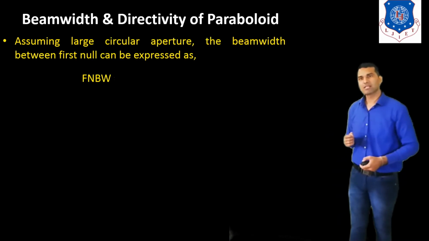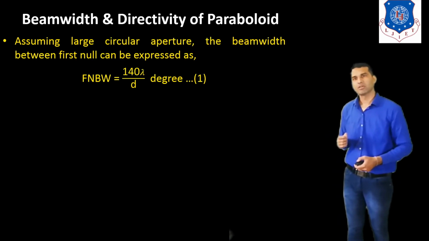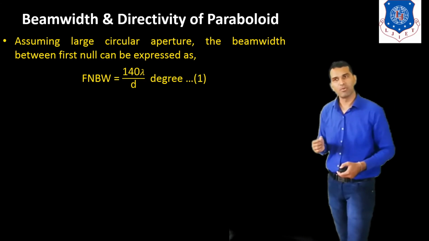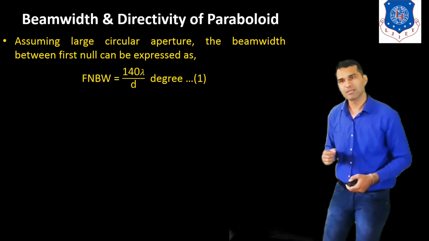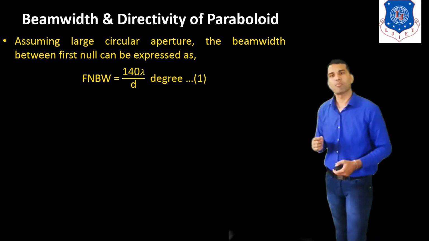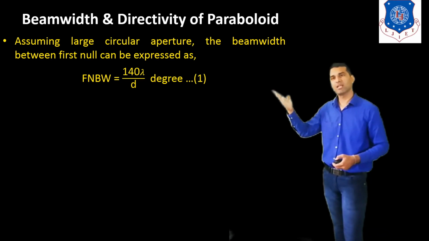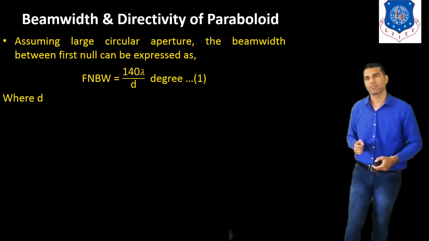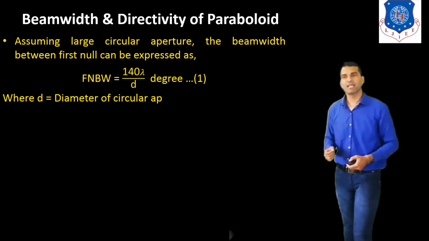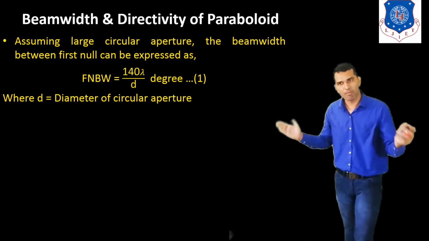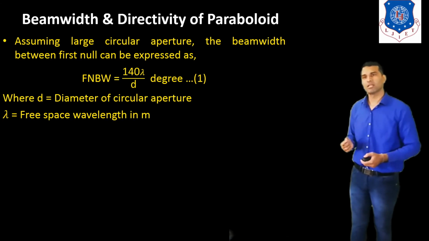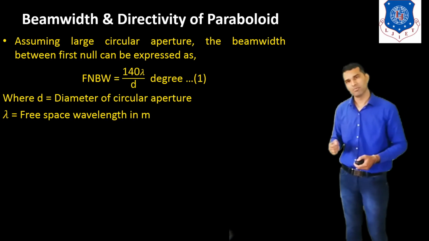Assuming a large circular aperture, the beam width between the first nulls, that is BWFN, can be expressed as 140λ/d. So we can find the beam width between first nulls in degrees using this equation, where d indicates the diameter of the circular aperture of the antenna, and λ is the free space wavelength in meters.